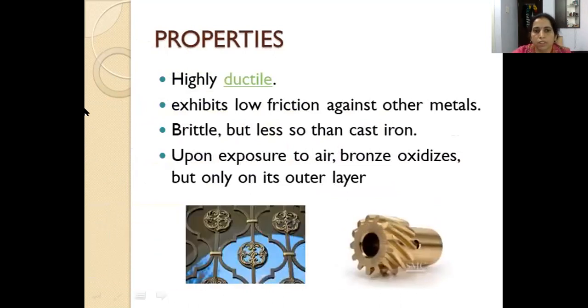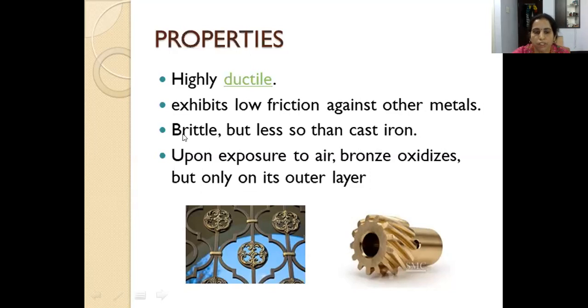Next, we'll move to the important properties of bronze. As I said, brass and bronze are much similar. The only difference is in their composition and appearance. Bronze is highly ductile, which means it can be drawn into wire form. It also exhibits low friction against other metals. Because of this property, it is used for screws, nuts, and other accessories in the mechanical and automobile industry.